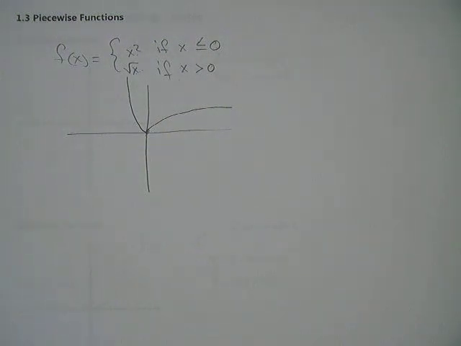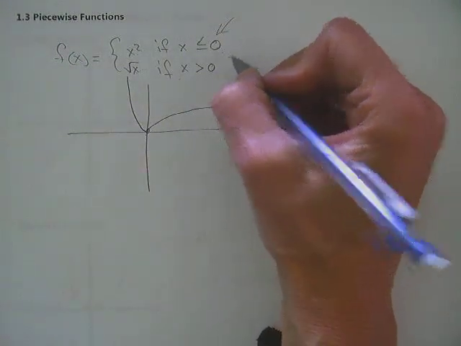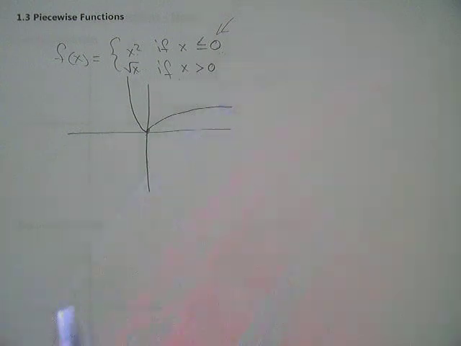Okay? So a piecewise function has different parts to it. This tells you where to draw the parts on the domain. Okay? All right. Any questions?